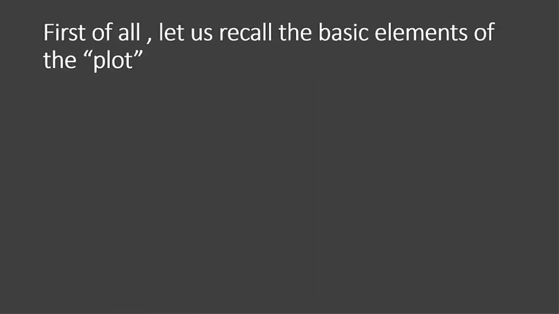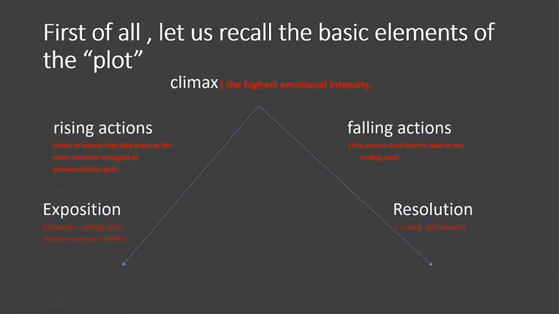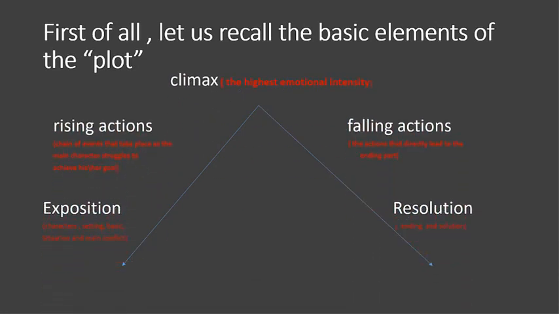First of all, let us recall the basic elements of the plot. This is the plot pyramid as we know, and these are the 5 constituting elements. The exposition is the beginning part where the author mentions the characters, the setting, time and place, and the basic situation and main conflict. The rising actions are the chain of events that take place as the main character struggles to achieve his or her goal.